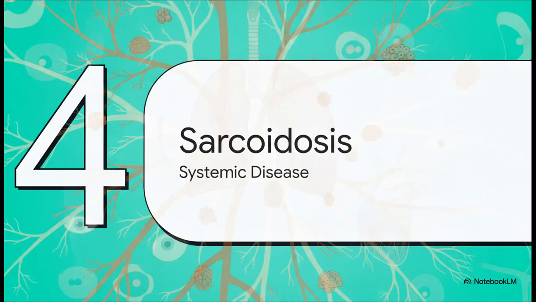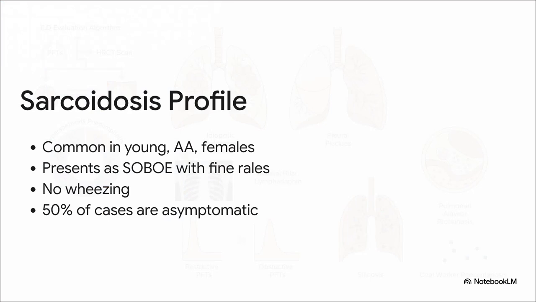Let's shift gears to sarcoidosis. The classic vignette here is a young adult, especially a Black woman, presenting with dyspnea on exertion and occasional fine rales, but notably no wheezing. Keep this key fact in your back pocket, though. Over 50% of these cases are discovered completely incidentally, and the patients are totally asymptomatic. You might also spot hepatosplenomegaly or asymptomatic LFT abnormalities.